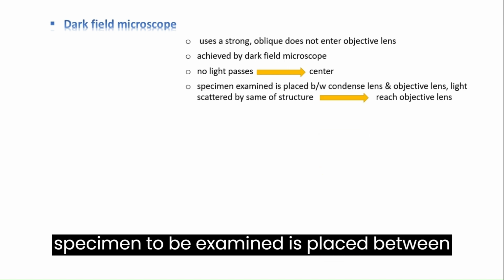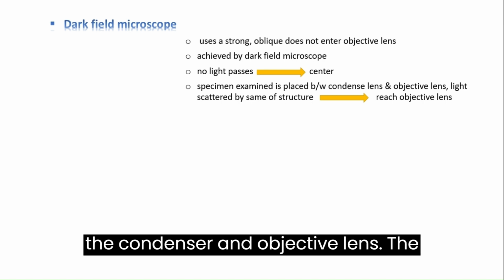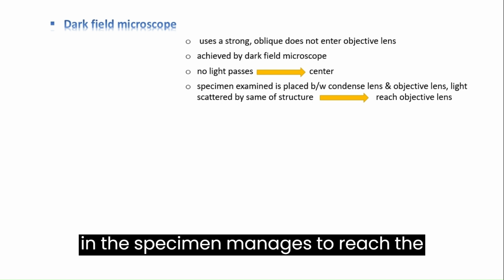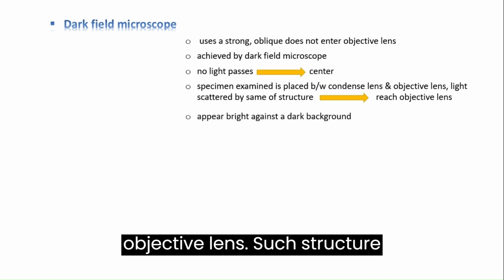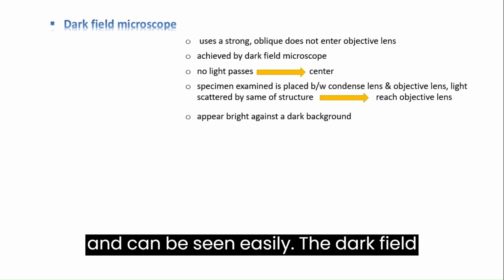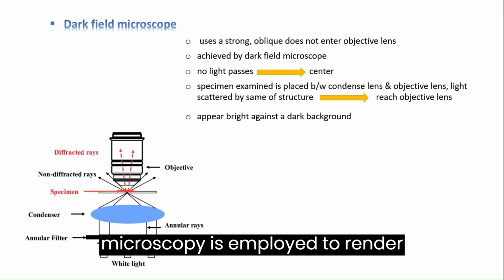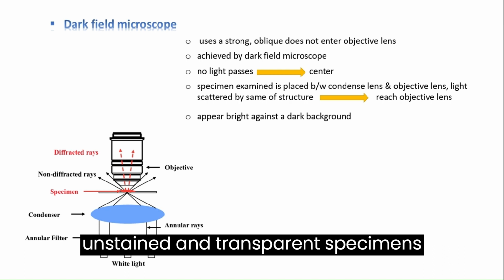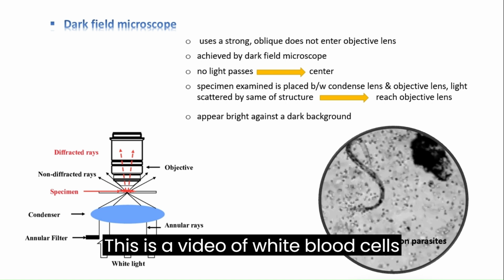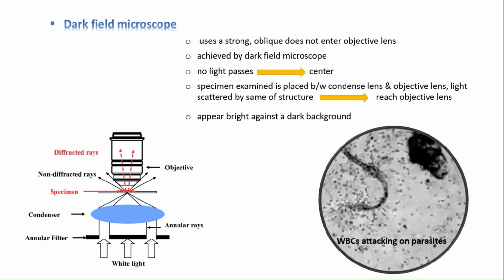However, when the specimen to be examined is placed between the condenser and objective lens, the light scattered by some of the structure in the specimen manages to reach the objective lens. Such structures appear bright against a dark background and can be seen easily. Dark field microscopy is employed to render unstained and transparent specimens clearly visible. This is a video of white blood cells attacking parasites.